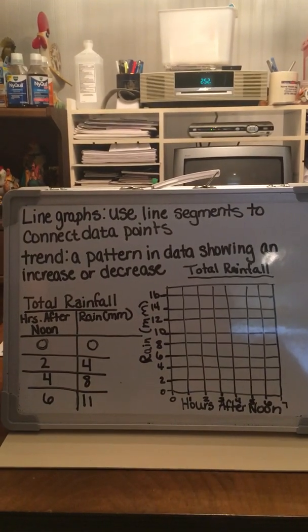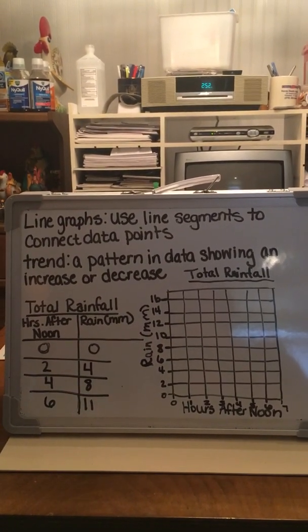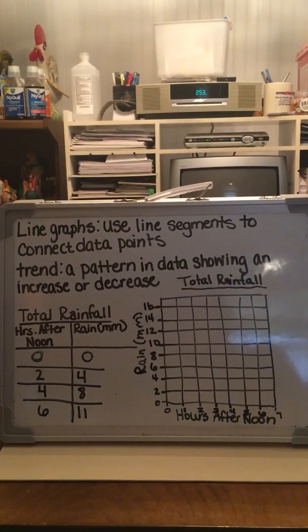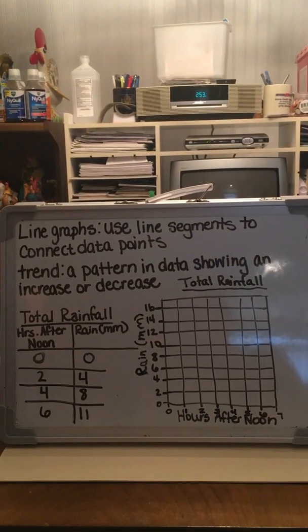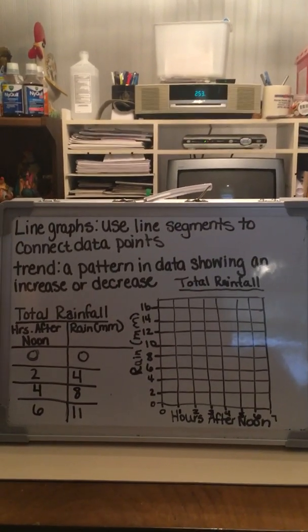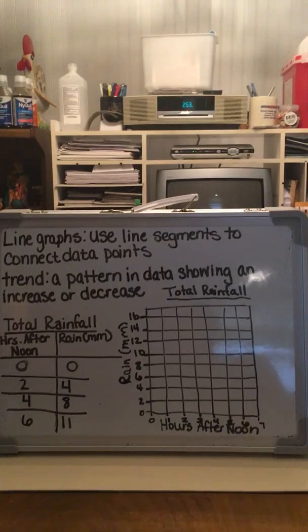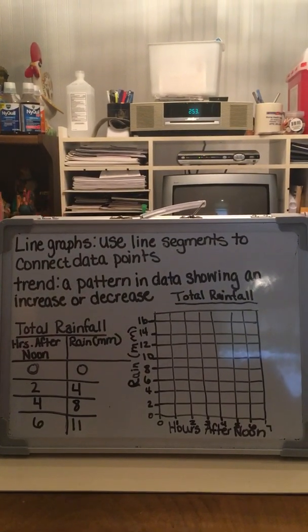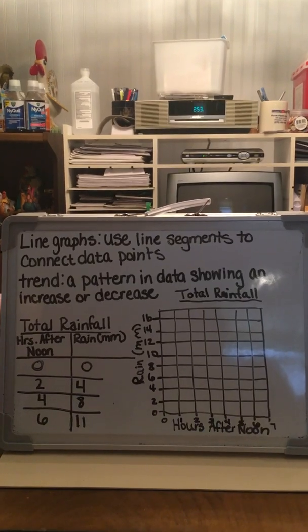It says line graphs use line segments to connect data points. So it's another way of displaying information. And then we'll also talk about trends. It's either showing an increase or a decrease. It's like a pattern that shows an increase or a decrease in our line graph. So as we graph this today, we're going to see if there's a trend that's increasing or a trend that's decreasing in this line graph.